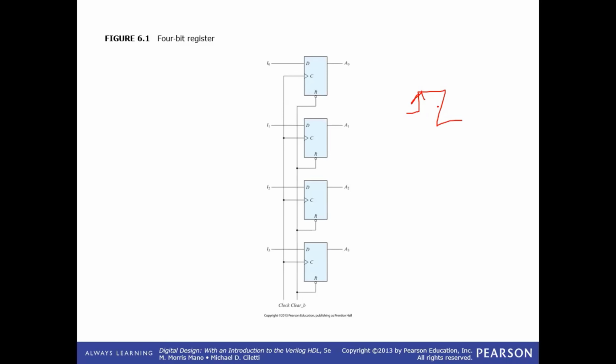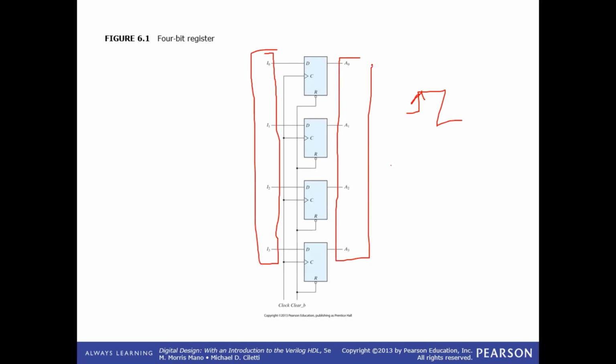After each positive edge of the clock, all of the 4 bits I0, I1, I2 and I3 are sent at once to the A0, A1, A2 and A3. Is that right? Do you guys agree? Because we have the same clock, so at each positive edge of the clock, I0, I1, I2 and I3 would be transferred to A0, A1, A2 and A3 at once. Is that right? Yes, sir.